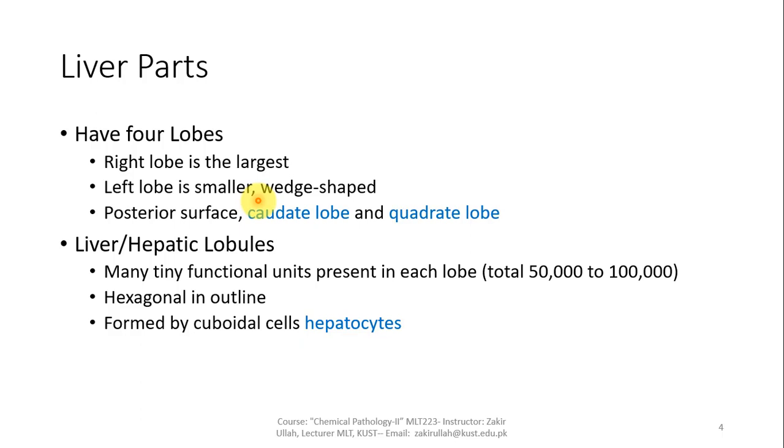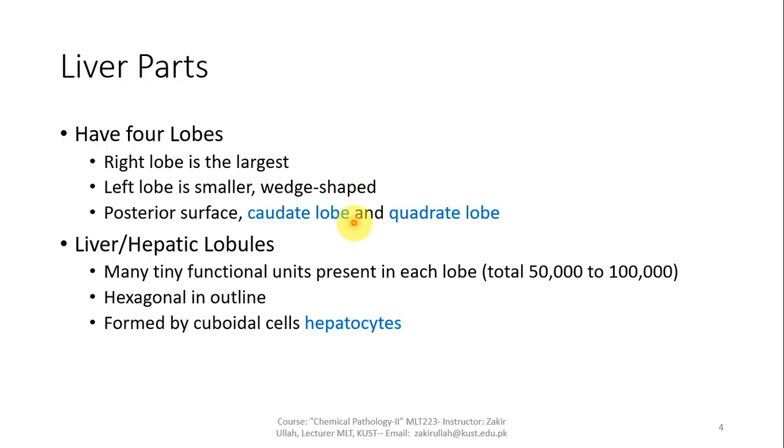On the posterior surface of the liver, 2 more lobes are present. One is the caudate lobe and the second one is the quadrate lobe. So, these are the 4 lobes, the 4 parts of the liver. The right one is the largest, the left one is wedge shaped, and posteriorly are the caudate and quadrate lobes.